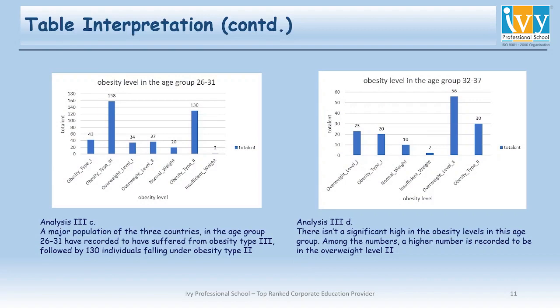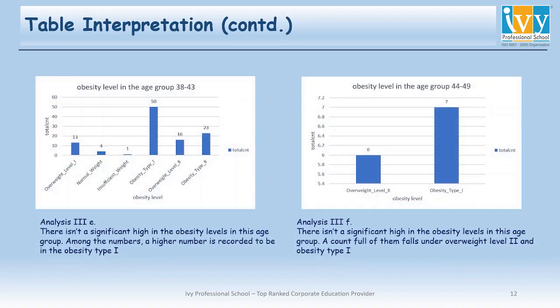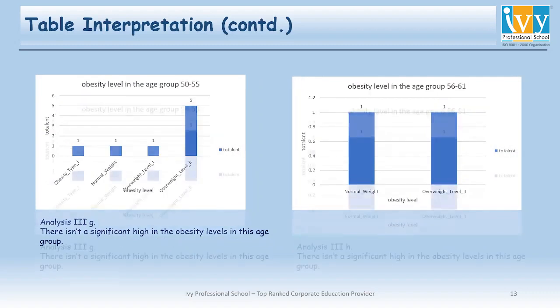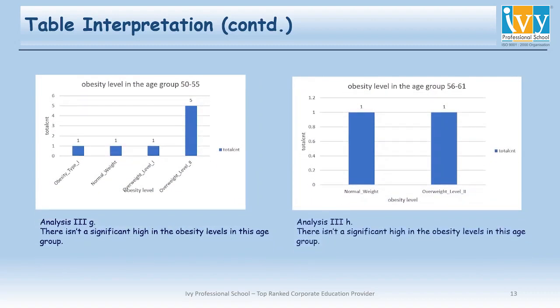So beyond 31 years of age, the numbers are significantly decreasing, and they are even reducing to single digits. So we can say that the maximum amount of population belonging to the obese and overweight category mainly falls under the age group 20 to 25 and 26 to 31 years of age. So basically, the younger age group of the population are obese or have overweight levels.